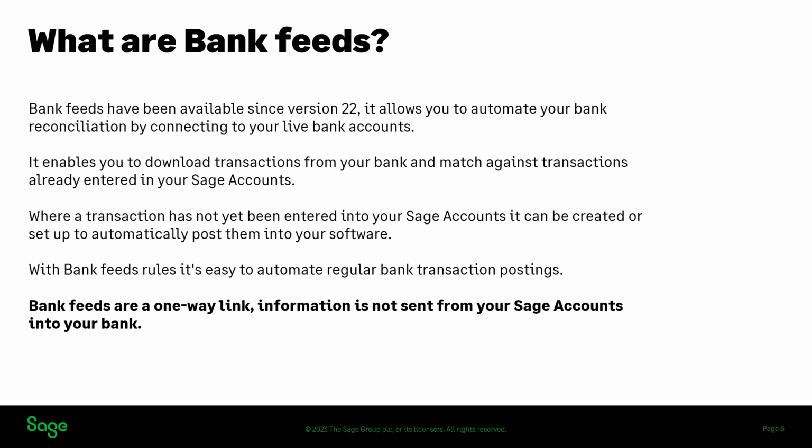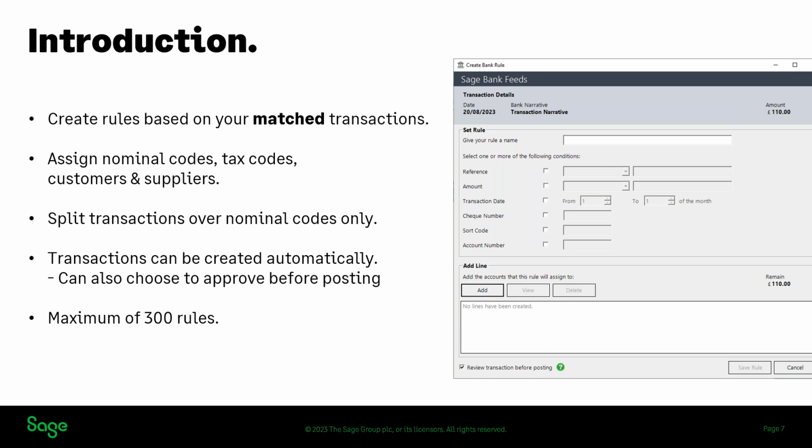So let's have a look at bank feeds rules. You can create rules based on your matched transactions. You can assign nominal codes, tax codes, customers and suppliers. You can also split transactions over nominal codes, and that's nominal codes only, but you'll see what I mean when I go into the demonstration. Transactions can be created automatically, and you can also choose to approve before posting. And you can have a maximum of up to 300 rules set up in the software.